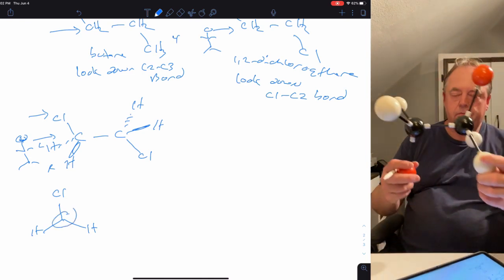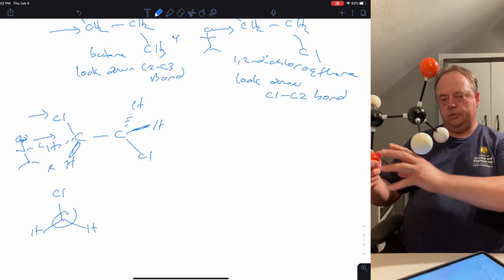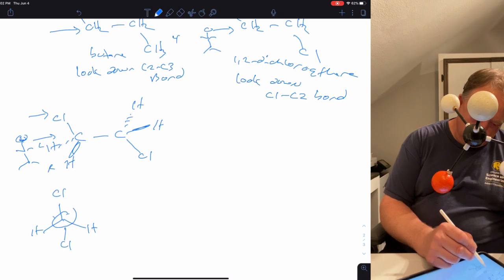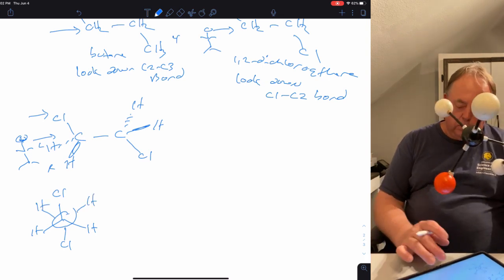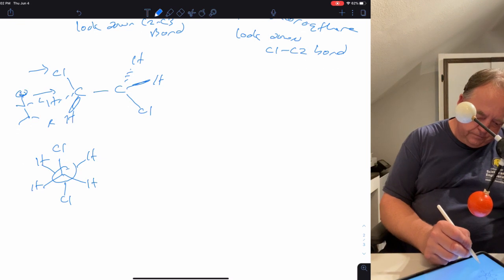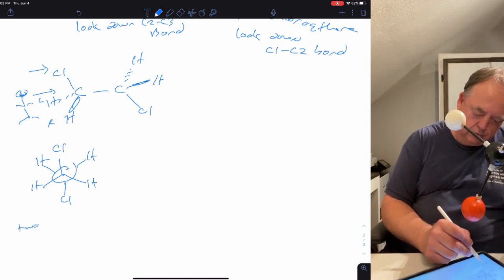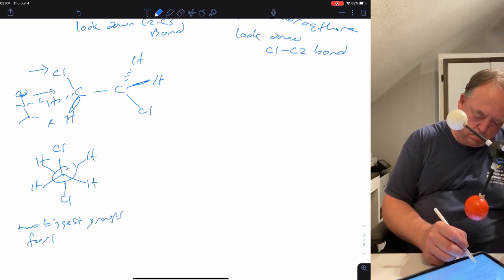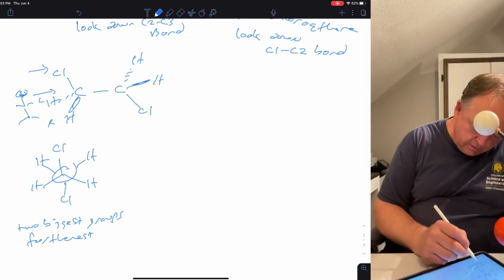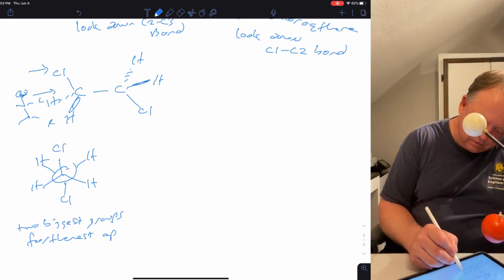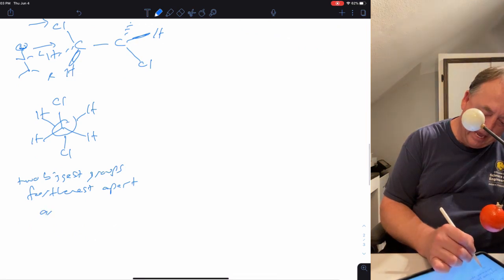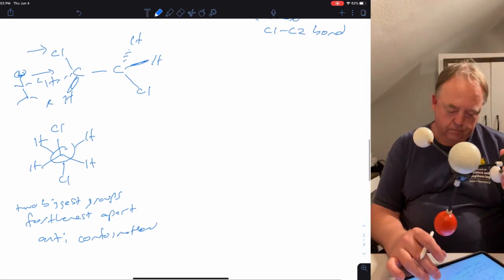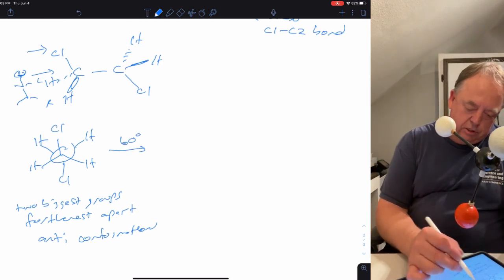And then the back carbon, so if I'm standing here, my feet are on the ground, so this chlorine is towards my feet. So it looks like that. So it's a staggered conformation. And in this case, the two biggest groups are the furthest apart. That's called the anti-conformation.